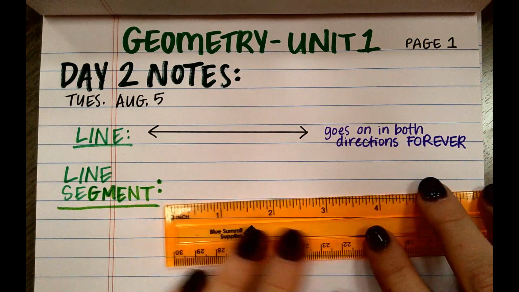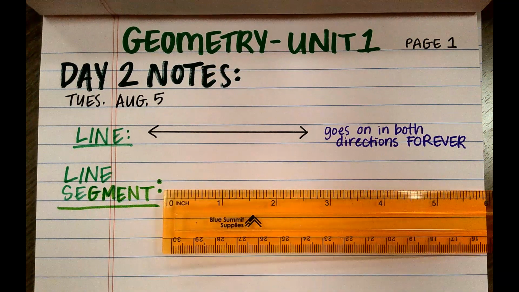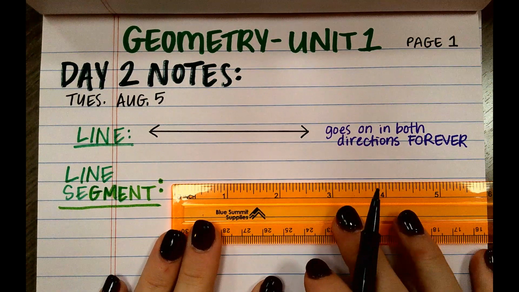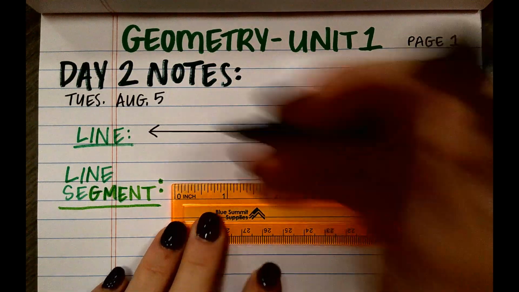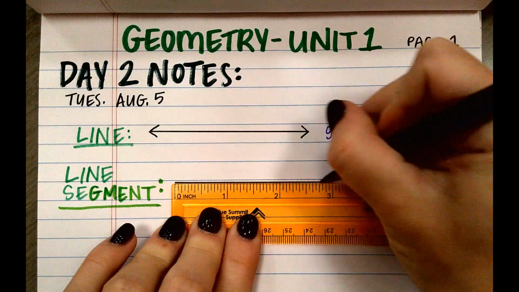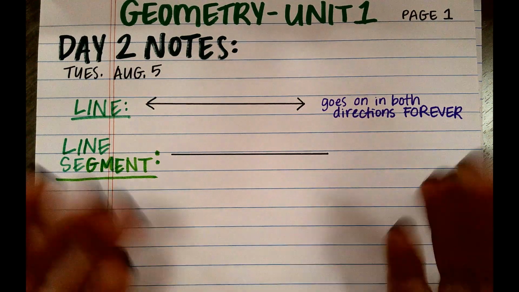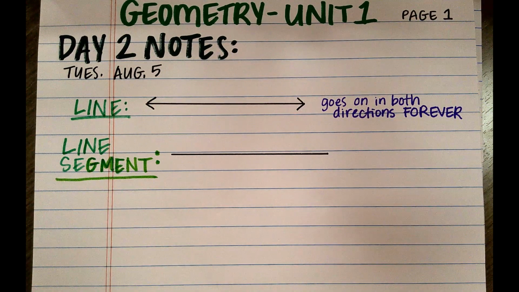I'm going to do the same kind of thing here. I'll make my line segment about 3 inches. You don't have to do it the same, but that's just what I'm doing. 1, 2, 3. And to show that this is a segment, technically I could just leave it like this, because since there's no arrows, this does not go on forever. The arrows are what says it goes on forever.